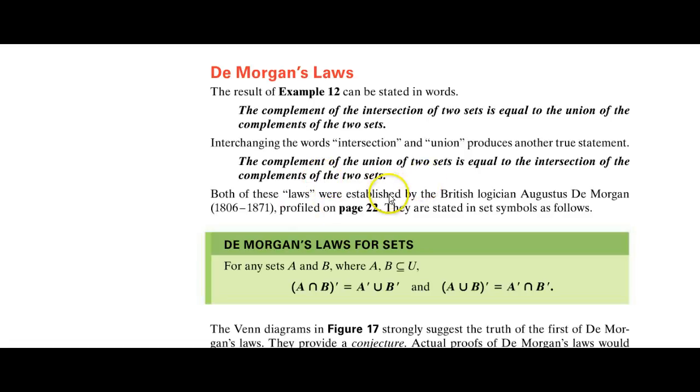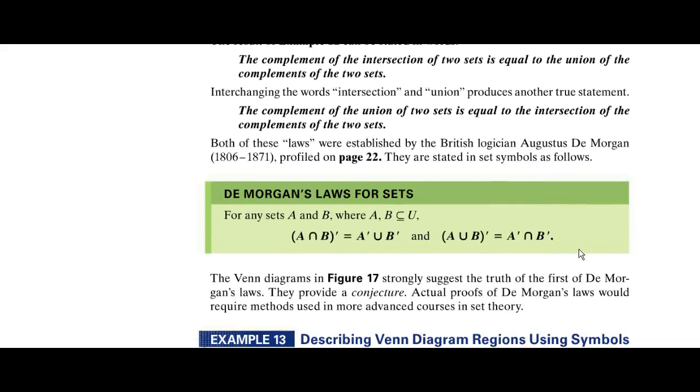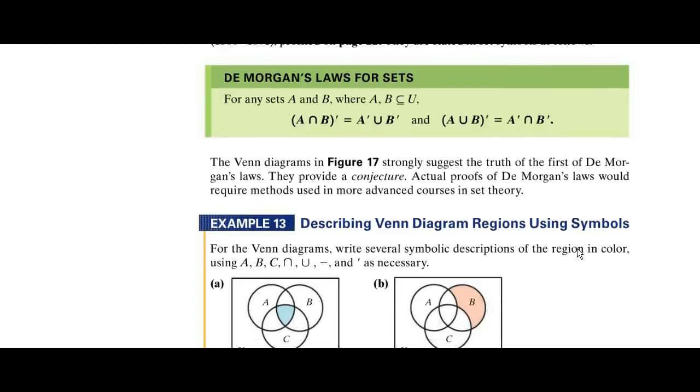And these laws were published by the British logician Augustus De Morgan, and he was profiled on page 22, and they're stated as De Morgan's law, which we see right there.